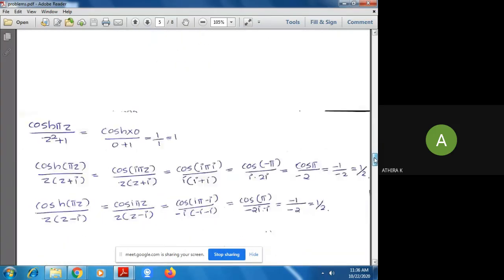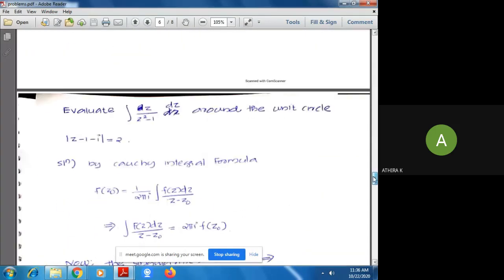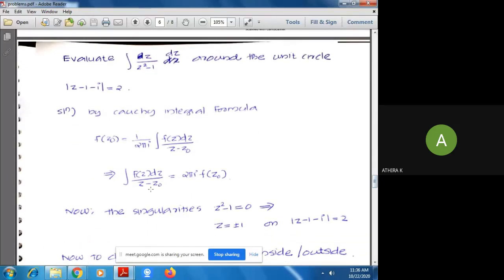Now move to another problem. Here, evaluate the integral of z divided by z square minus 1 dz around the circle mod z minus i equal to 2. So we want to evaluate the integral of z divided by z square minus 1 dz around the circle mod z minus 1 minus i is equal to 2.